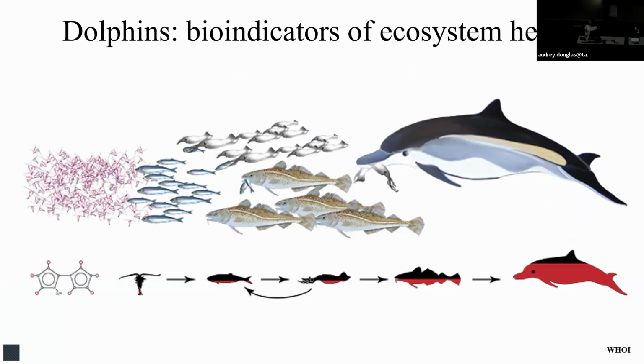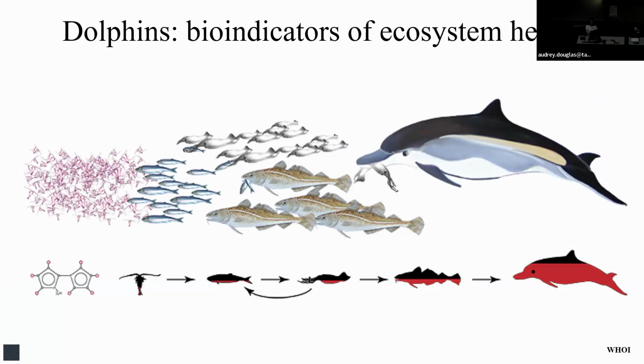So I first want to start by introducing dolphins as bioindicator species. And essentially what that means is that the health of a dolphin can reflect the health of the ecosystems that they inhabit. And this is namely due to their high trophic position, their long lifespans, and their ability to accumulate pollutants in their tissues.